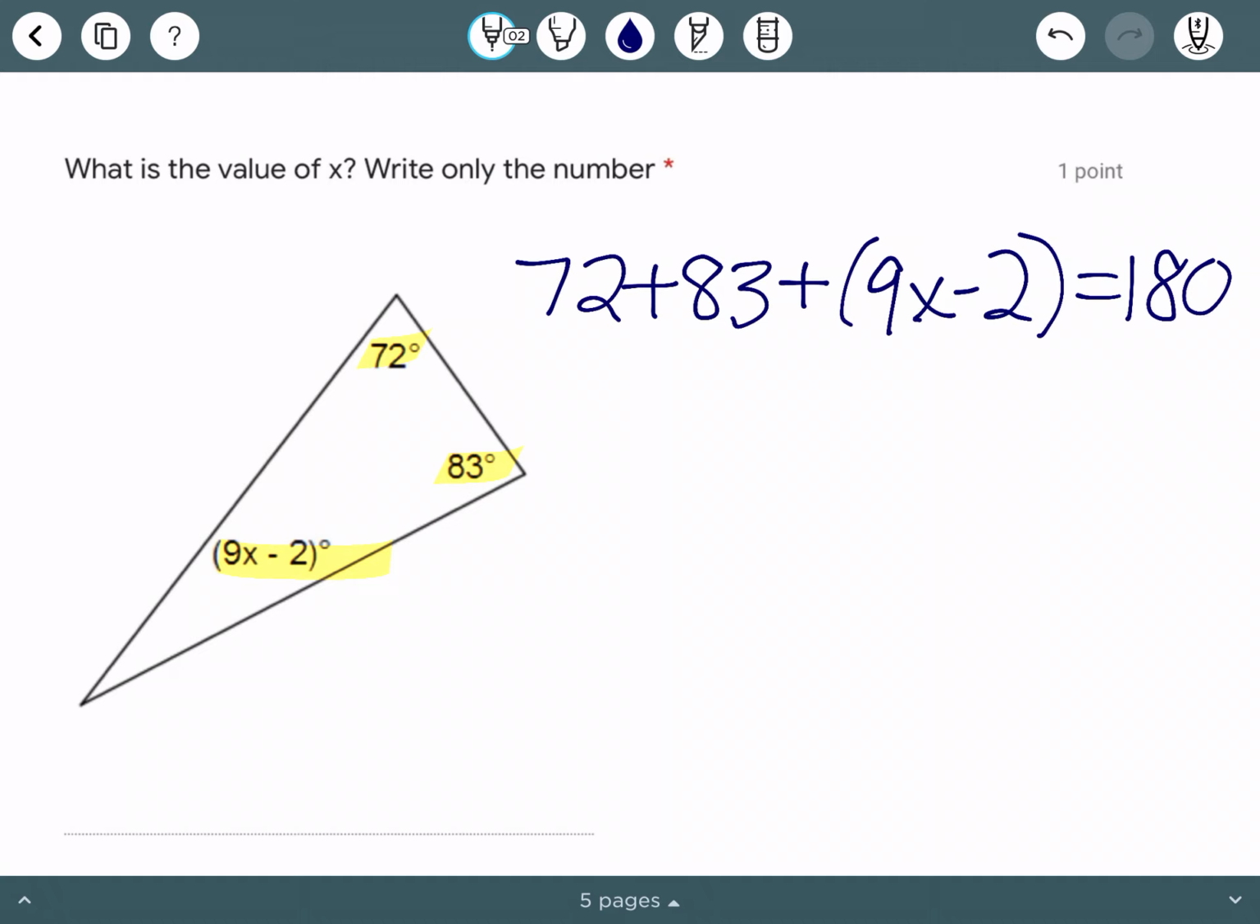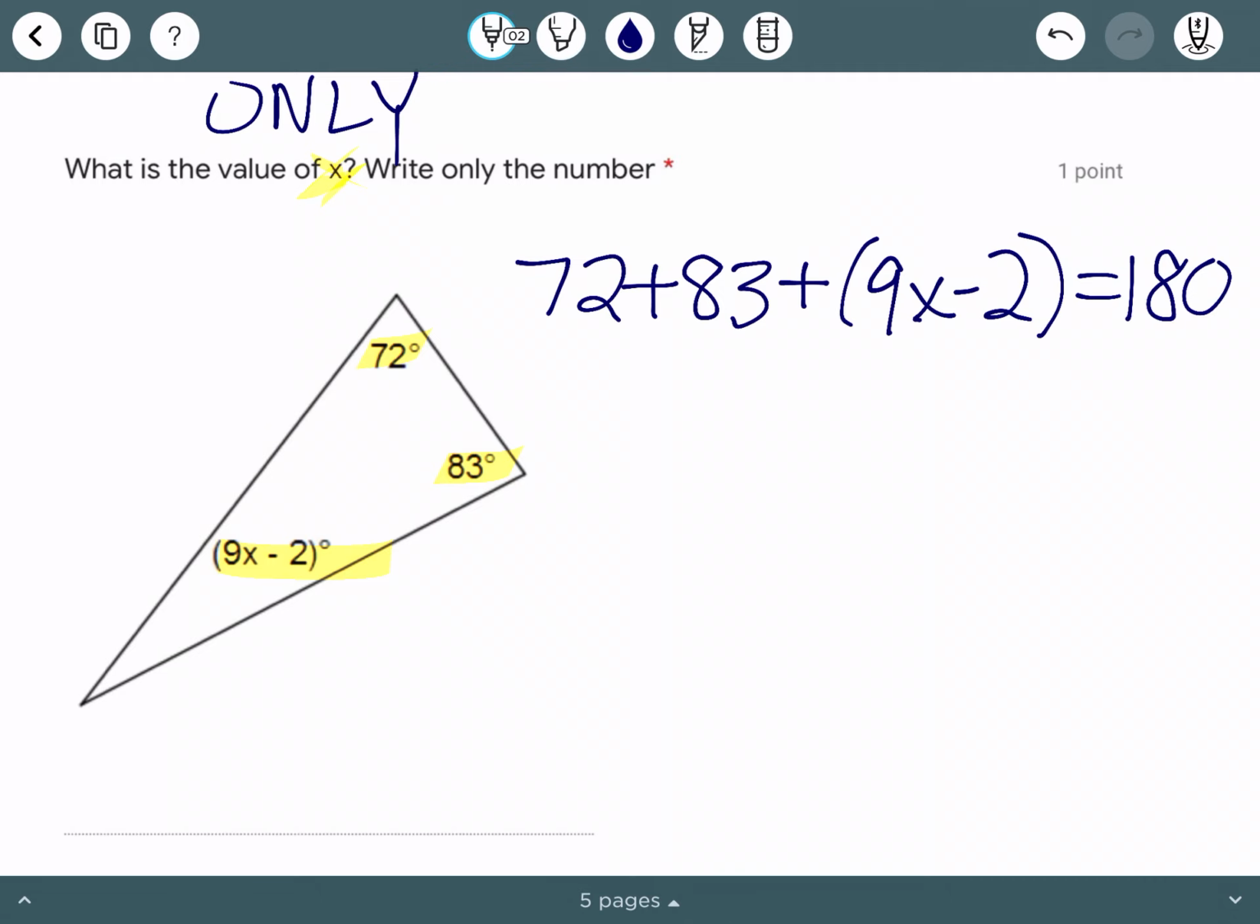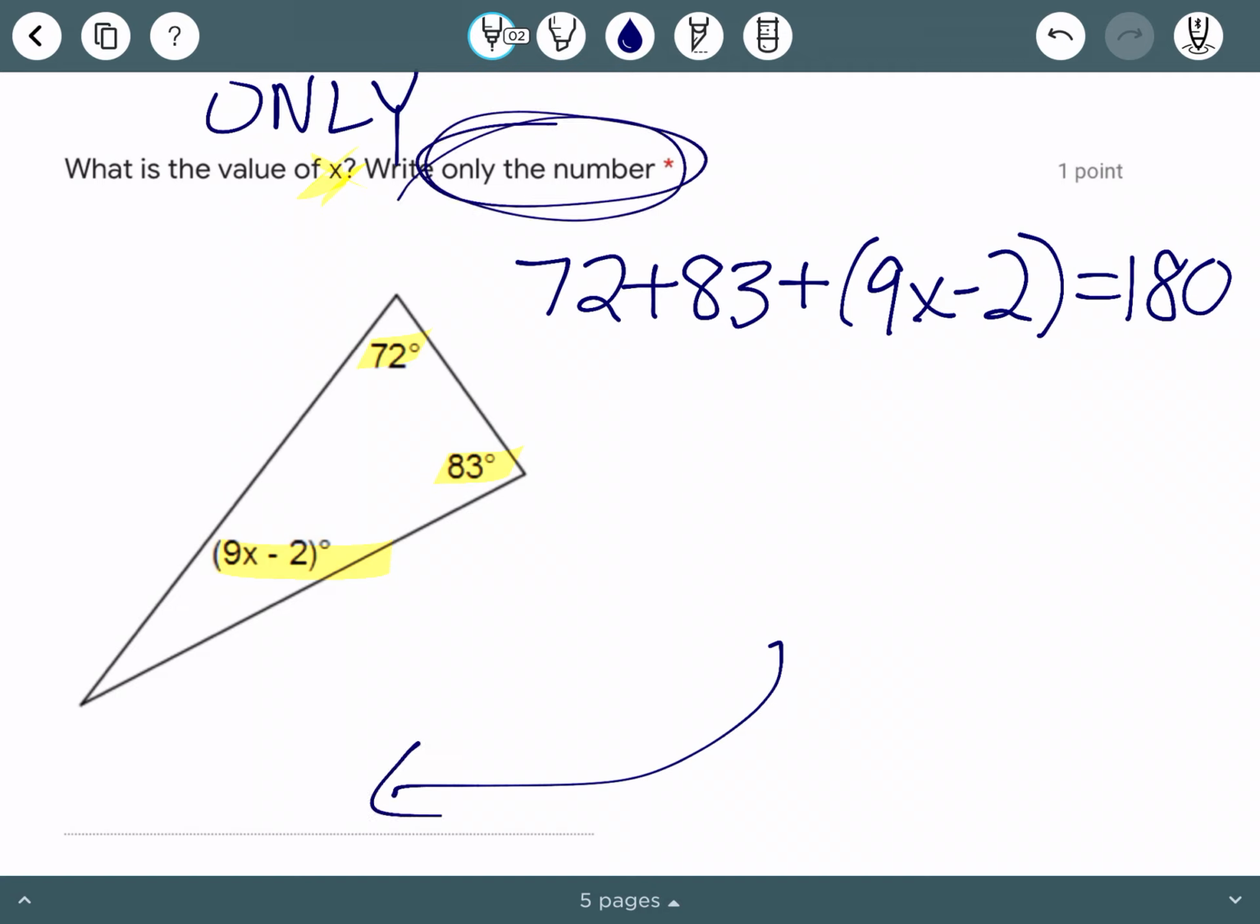So be careful, you are only finding x. Again, only x, so you're not finding that whole angle, just x. And then you're going to go ahead and type in your answer down here, only the number. So don't write in degrees or anything like that, just the number only.